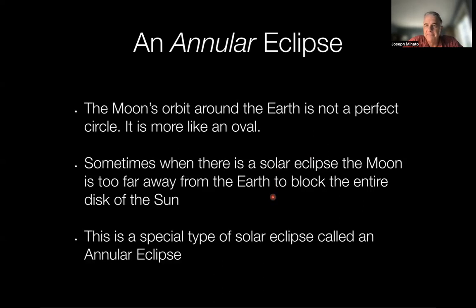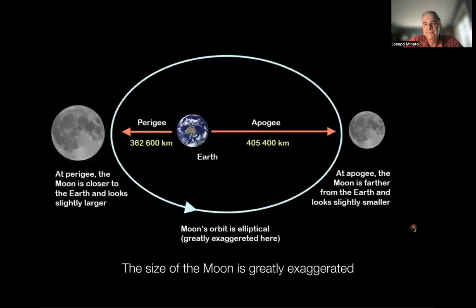So sometimes when there's a solar eclipse, the moon is too far away from the Earth to block the entire disk of the sun. And that's a special type of solar eclipse called an annular eclipse.